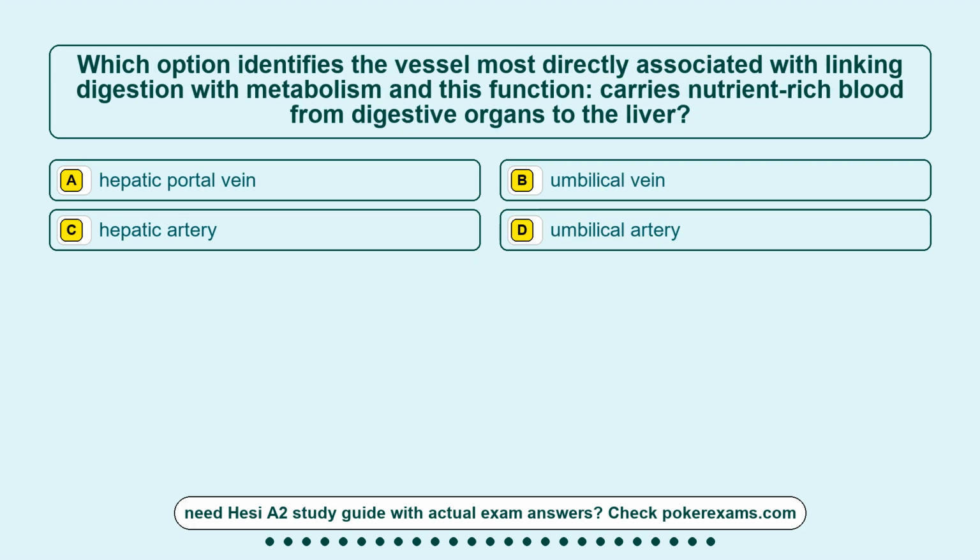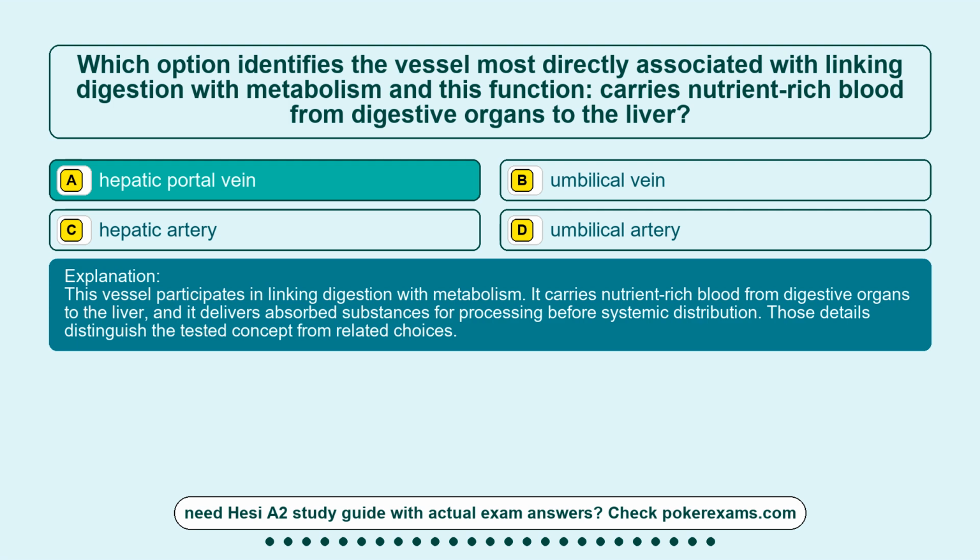Question 18. Which option identifies the vessel most directly associated with linking digestion with metabolism and this function carries nutrient-rich blood from digestive organs to the liver? Option A, hepatic portal vein. Option B, umbilical vein. Option C, hepatic artery. Option D, umbilical artery. The correct answer is option A, hepatic portal vein.